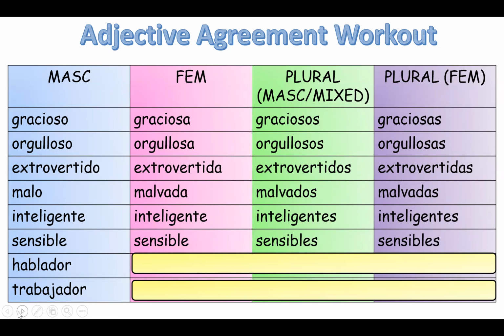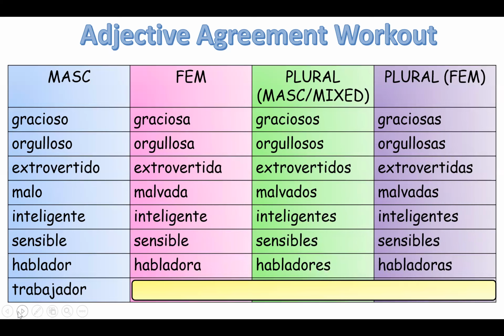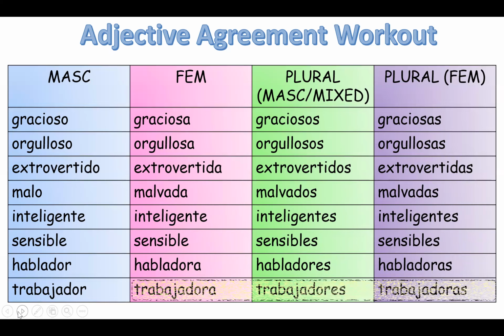And finally with hablador, we add on the A for habladora, then habladores or habladoras, with a similar pattern being formed with the adjective trabajador. Trabajadora, trabajadores, and trabajadoras. Make sure you've got all of those answers correct and pop us a message if you're unsure about your adjective agreements.